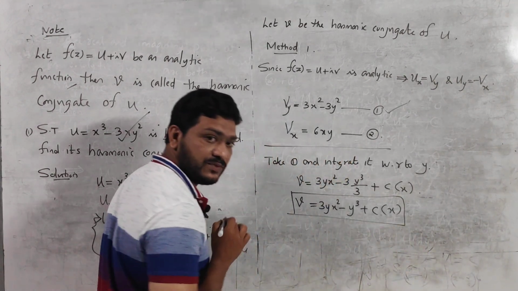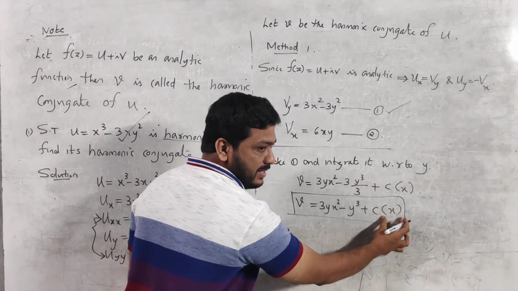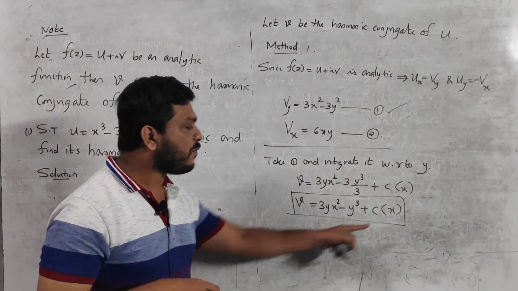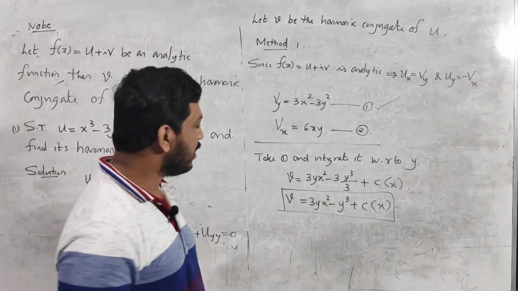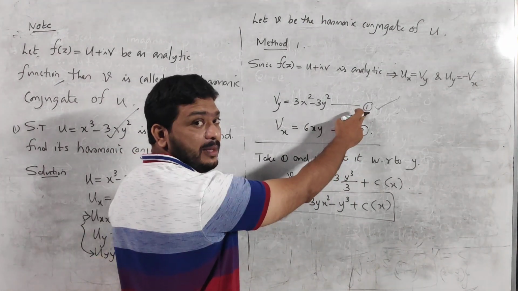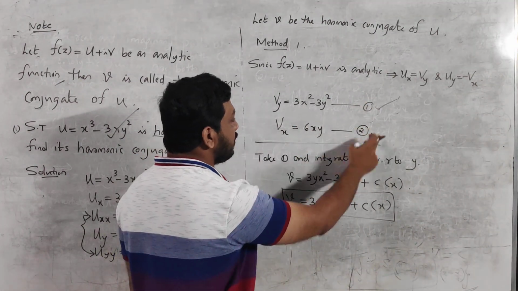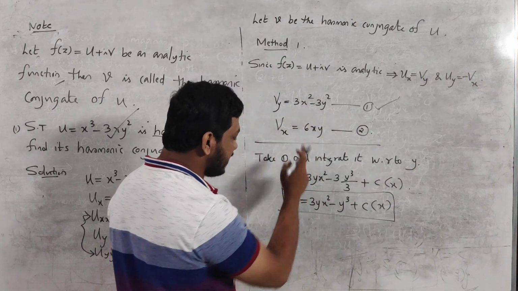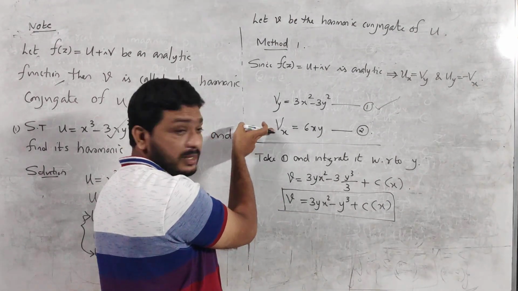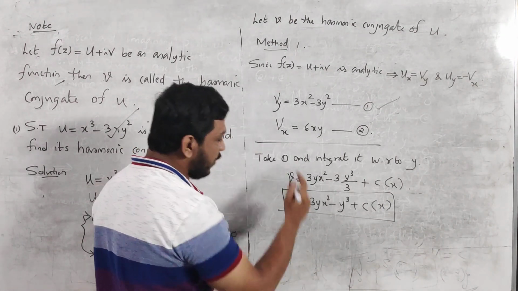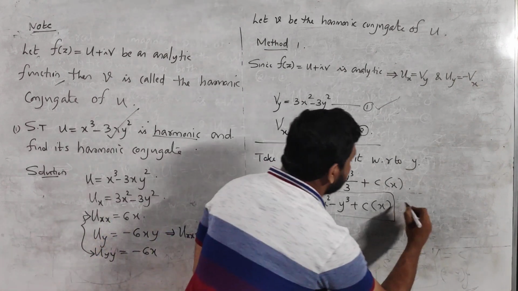The harmonic conjugate v. But what is the condition? We want to know what c of x is. Next our aim is how we can find c of x. Here I will choose 1; some students are choosing 2. For getting the constant c of x, compare this equation with the other equation. For the comparison, mark it as equation number 3.